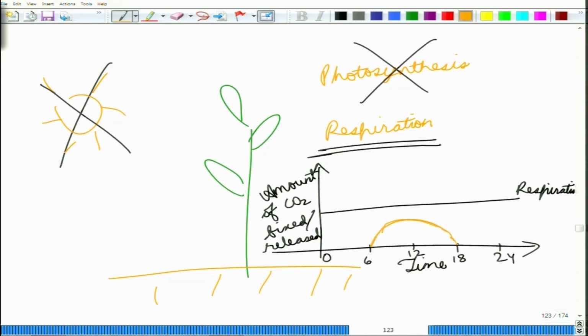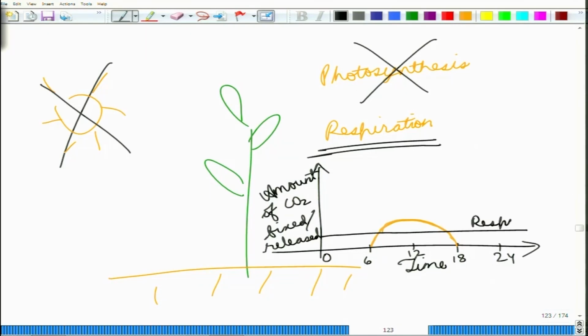So, this is the amount of carbon dioxide or oxygen that is getting absorbed, and in the case of respiration that would be somewhere below this, so something like this. So, here we have respiration. Now, if we look at this curve, we can divide it into these three regions. Now, region 1, 2 and 3.